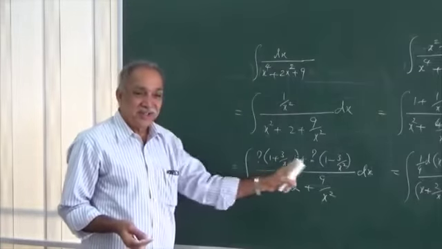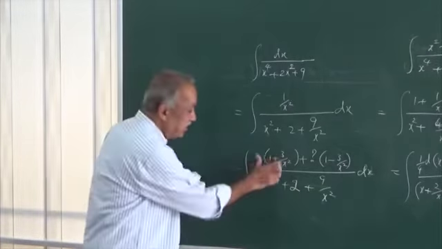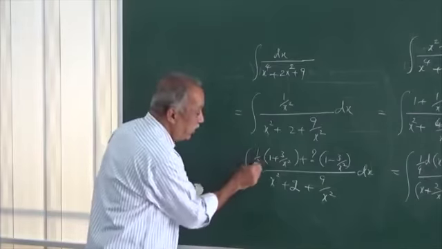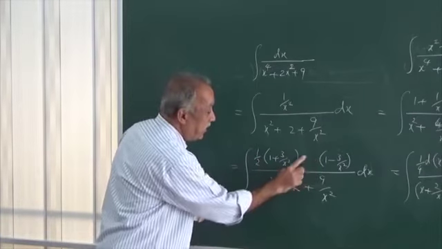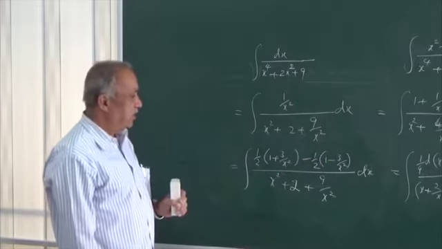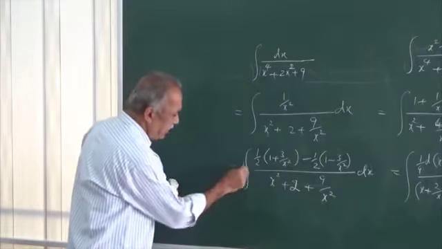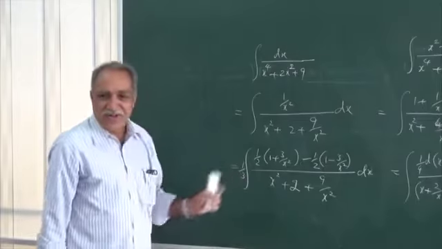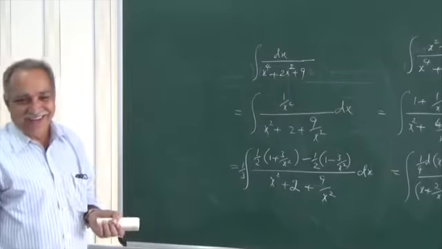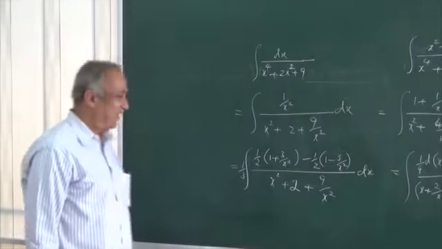What coefficients? This is 1 by 2, minus 1 by 2. Not correct, I think. 3 by 2 plus 3 by 2, it will be 3. Okay, let me adjust. Now it's correct. It should have been 1 by 6 minus 1 by 6. Okay.